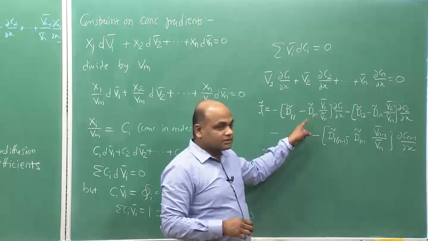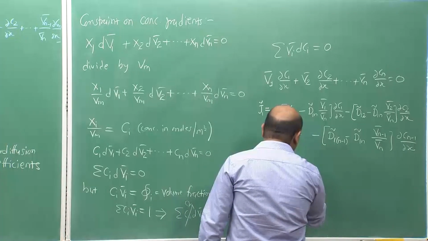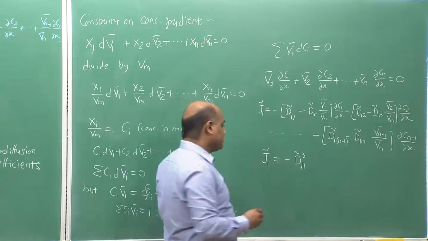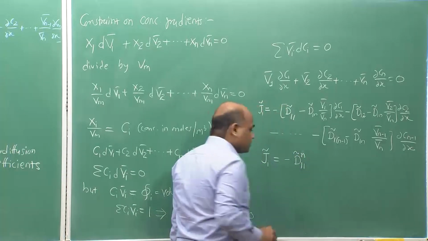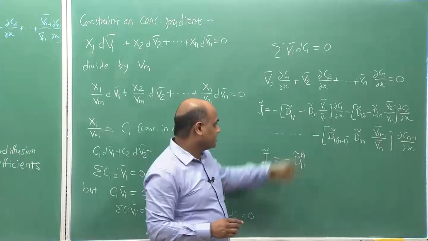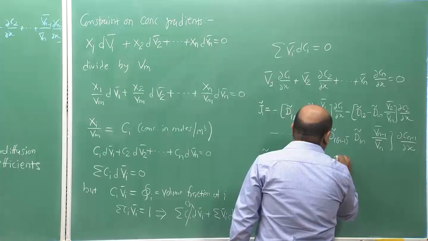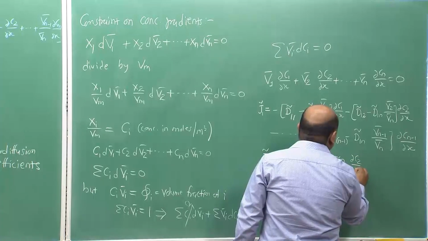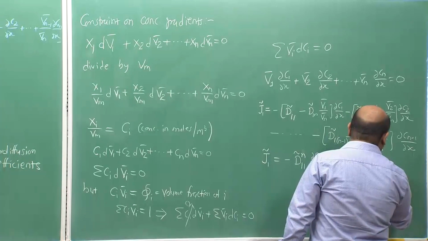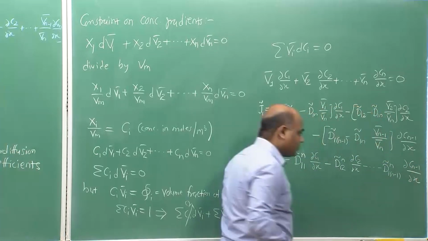So, each of these terms we can substitute with one term, which we denote as D11 tilde superscript n, sorry, superscript n. So, each of these terms we denote as D11 tilde superscript n in this particular case. Similarly, this one will be D12 tilde n, and so on till D1 n minus 1 tilde n dou Cn minus 1 by dou x.